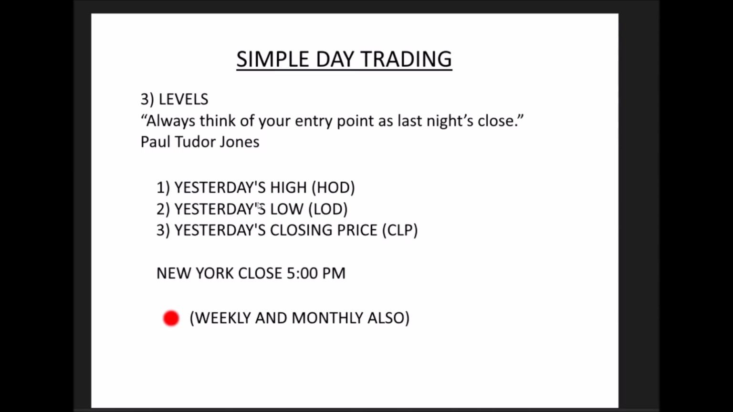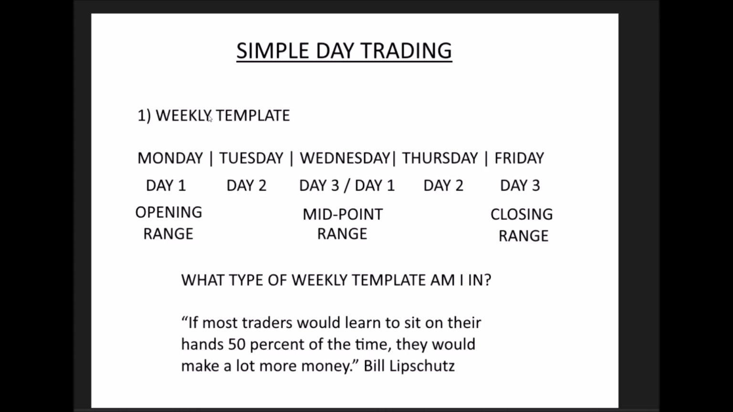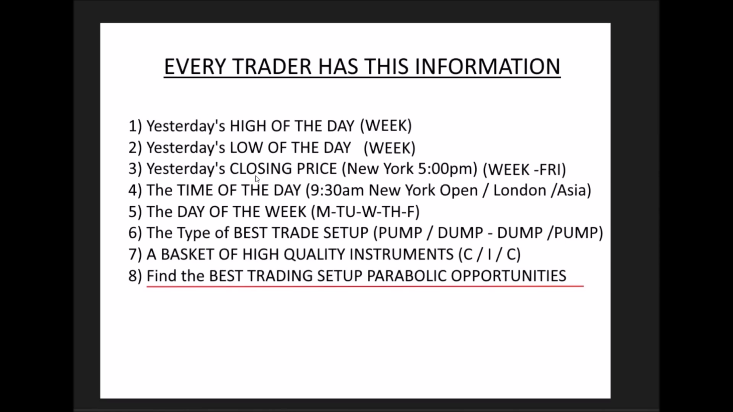Now, I want to talk again briefly that the 3 levels that every single trader has every single day are yesterday's high of day, yesterday's low of day, and yesterday's closing price levels. These are fixed levels that every single trader has at the beginning of the new trading day. I've talked before, again, the weekly template: Monday's day 1, Tuesday's day 2, Wednesday is day 3, and that is the midpoint range of the week. And it resets as a day 1, Thursday's day 2, and Friday is day 3, heading into our closing range of the week. We can do the same thing for the weekly high and low and closing price.